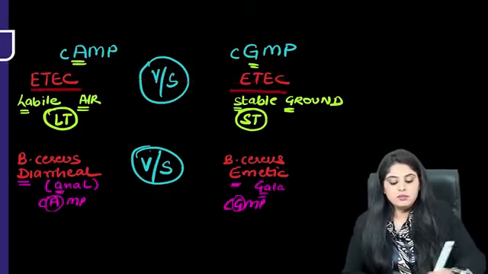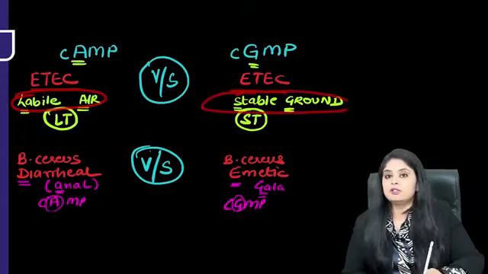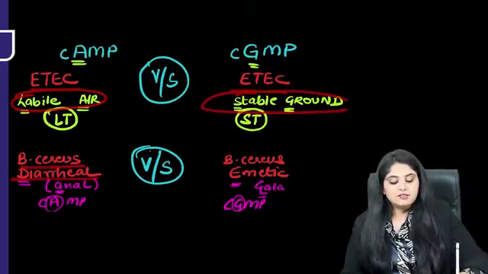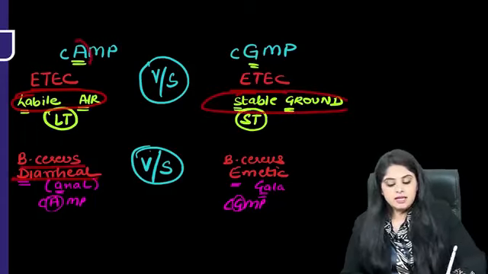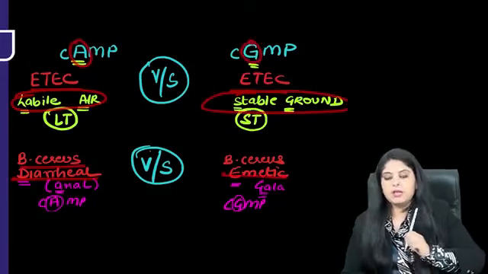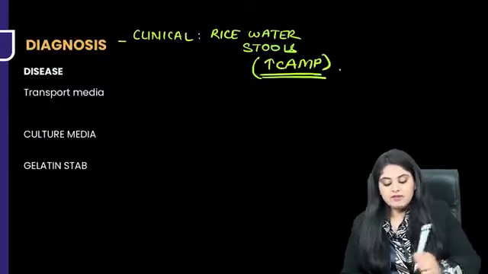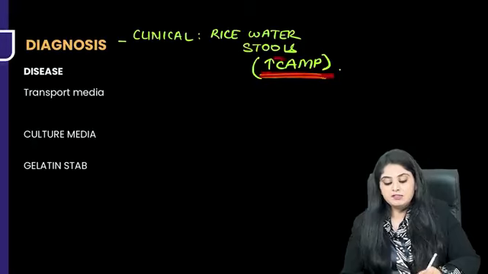So for E. coli, please remember, labile in the air and stable on the ground. And for Bacillus cereus, please remember, diarrhea through the anal canal and vomiting is going to happen from the upper end. That wraps up. Coming back, why did I teach you? Because cyclic AMP, C for cholera.